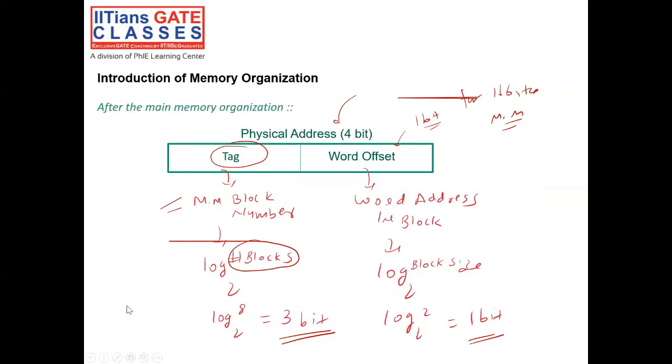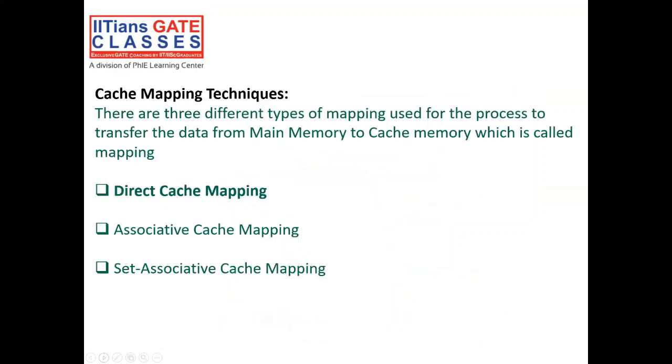This is all about the introduction of memory organization. Now, cache mapping techniques. What is mapping? Mapping is the process of transferring data from main memory to cache memory. There are 3 types of cache mapping technique: direct cache mapping, associative cache mapping, and set associative cache mapping. In this video lecture, I will discuss the direct cache mapping technique.